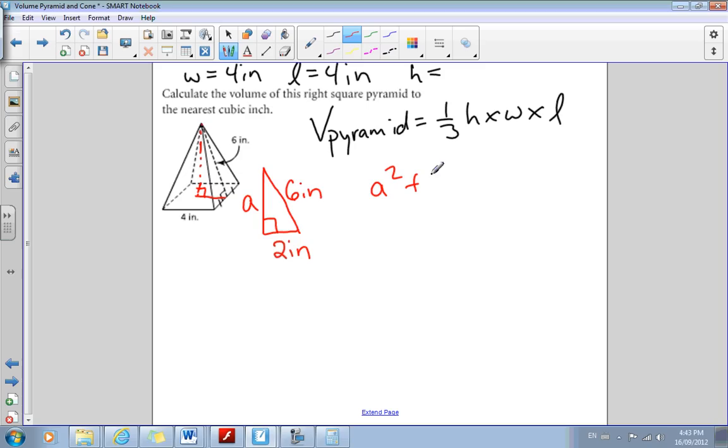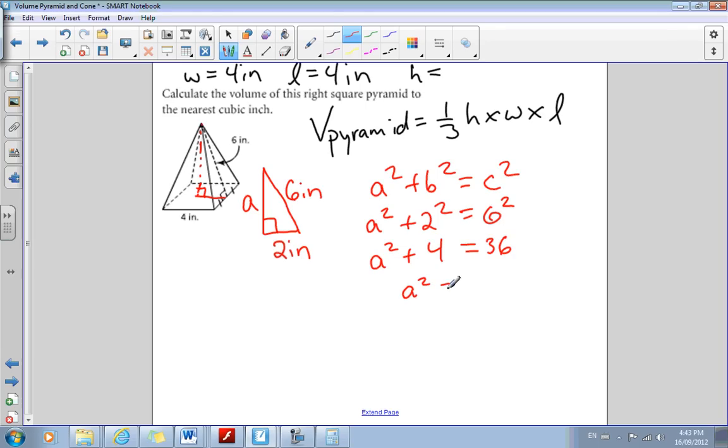So we have a squared plus b squared equals c squared, because that's Pythagoras' theorem. So a squared plus 2 squared equals 6 squared. So a squared plus 4 equals 36, and we get a squared equaling 36 minus 4, which is 32, and we can take the square root of both sides, so we get a equaling the square root of 32.